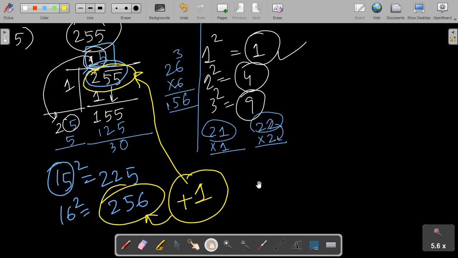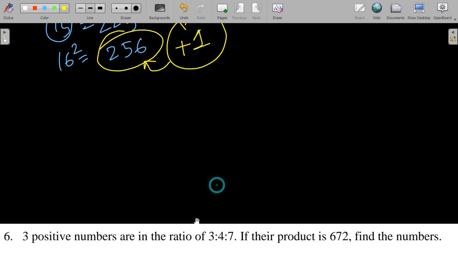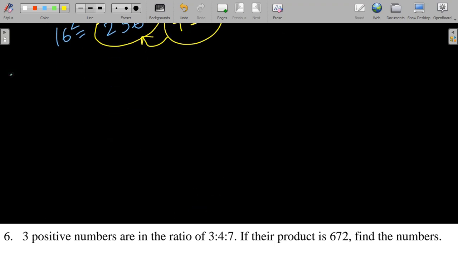In the next question, it was told that 3 positive numbers are in the ratio 3:4:7. If their product is 672, find the numbers. So now they have given us a ratio of 3 numbers. Students, as we already know, if some numbers are given in a ratio, then we can distribute the numbers. Let me give an example first.